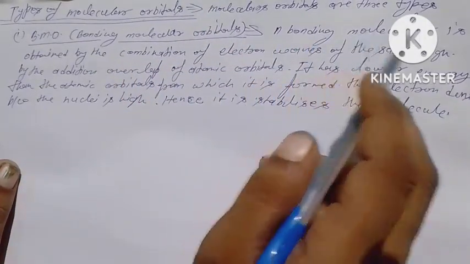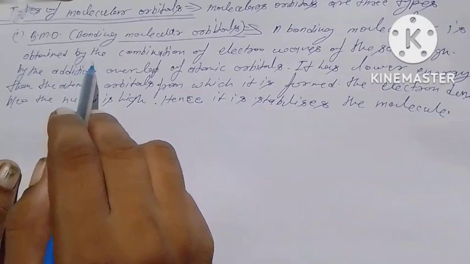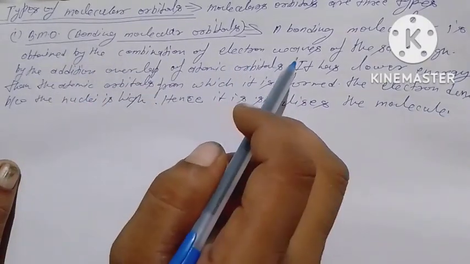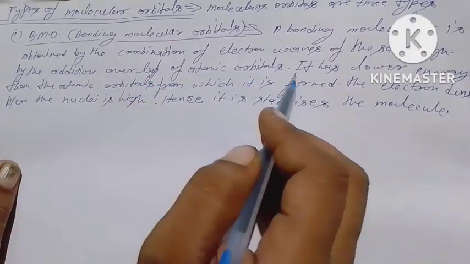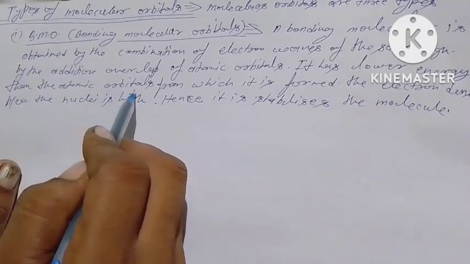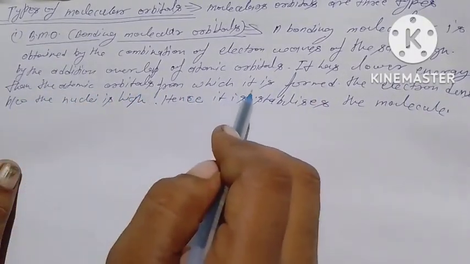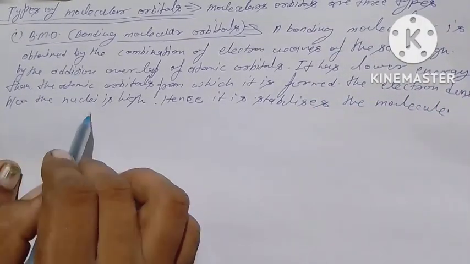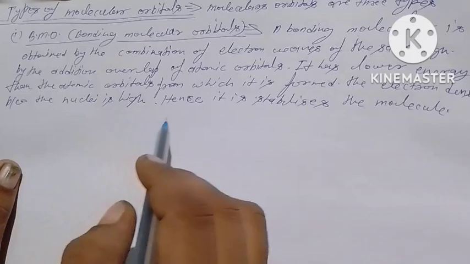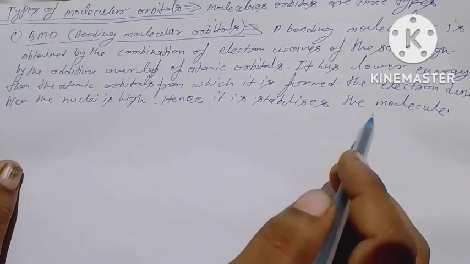A bonding molecular orbital is obtained by the combination of electron waves of the same sign, by the addition overlap of atomic orbitals. It has lower energy than the atomic orbitals from which it is formed. The electron density between the nuclei is high, hence it stabilizes the molecule.